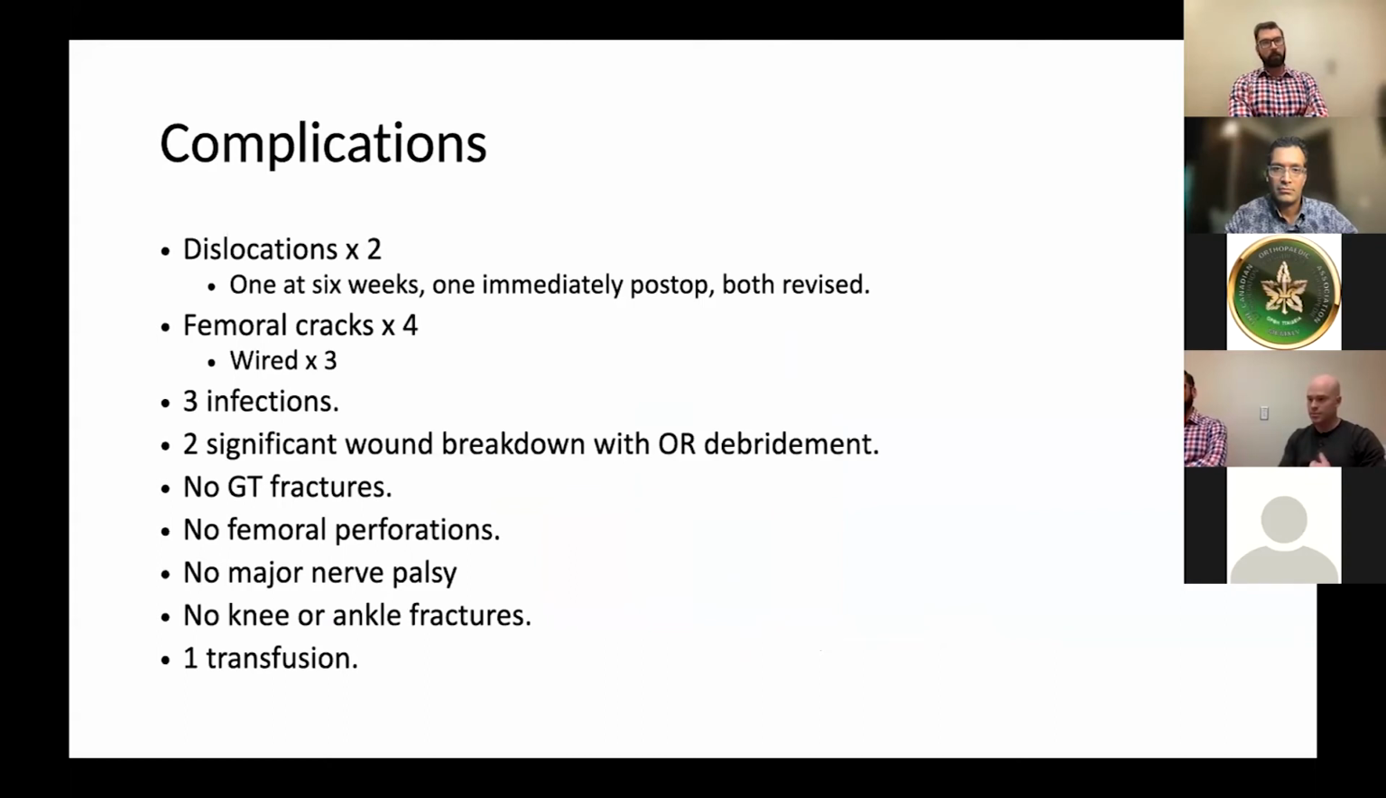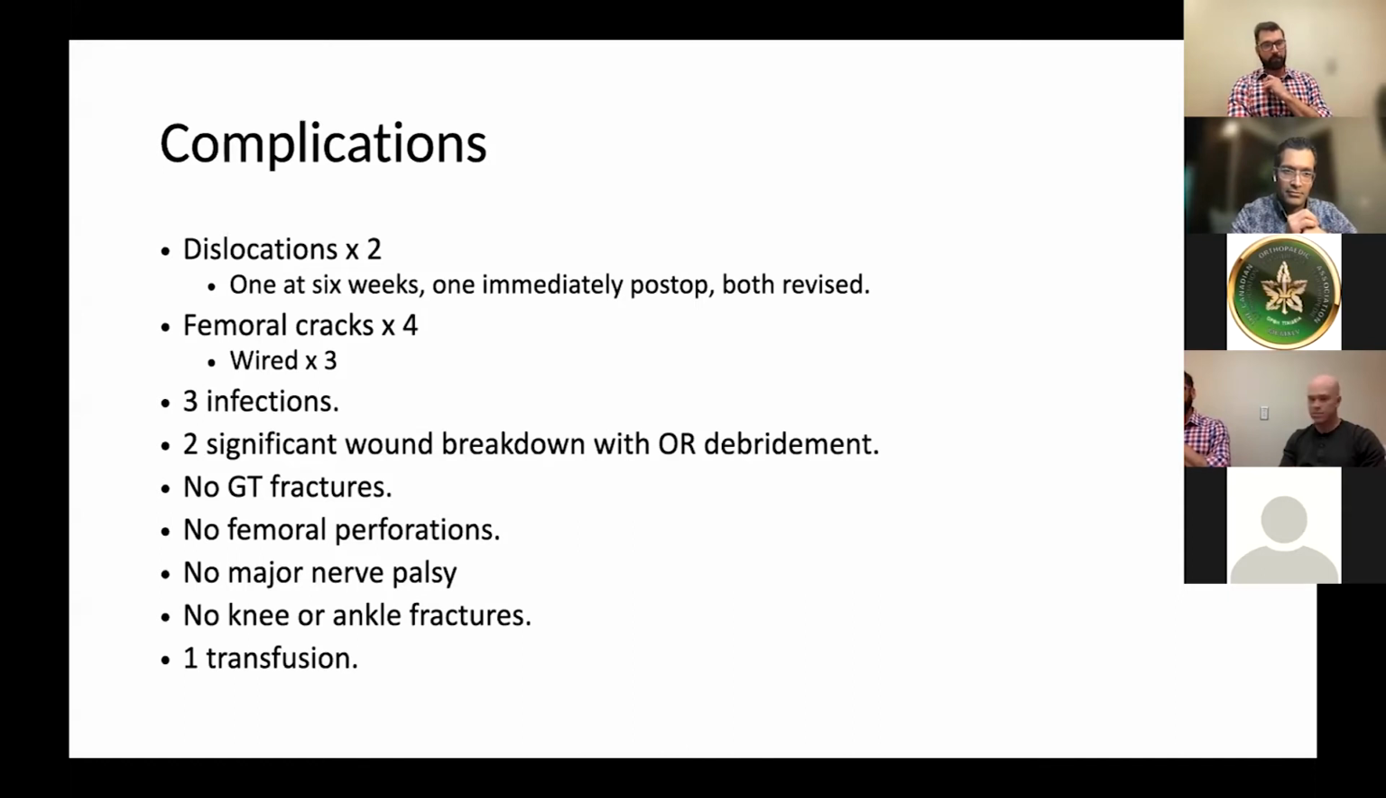We did have some complications, and it's important to discuss those because everybody's going to want to know about those. We had 2 dislocations, one each early on in our practices, one at 6 weeks and one immediately post-operatively, and both were revised and did well after that. There were femoral cracks, 4 of them, one of which was trivial and we did not repair. We had a Karai stem in that person and they did extremely well with no problems. The others were wired and that was not particularly difficult. I did notice a question there asking about access for wiring. Without going into the details of it, it's really not a problem at all.